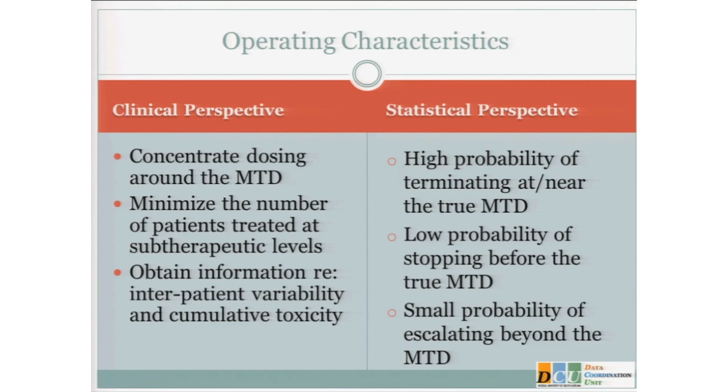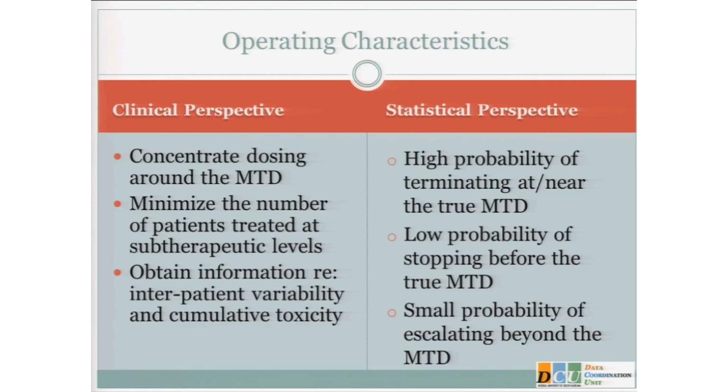So keep in mind that this was developed in cancer, and in phase 1 cancer studies, these are usually folks who are basically at the end of their rope. They've tried everything else that is available to them, and this is their only option. So we really don't want to have too many of them treated in doses where we know they're not getting any efficacy at all. But we need to obtain information on interpatient variability and cumulative toxicity.